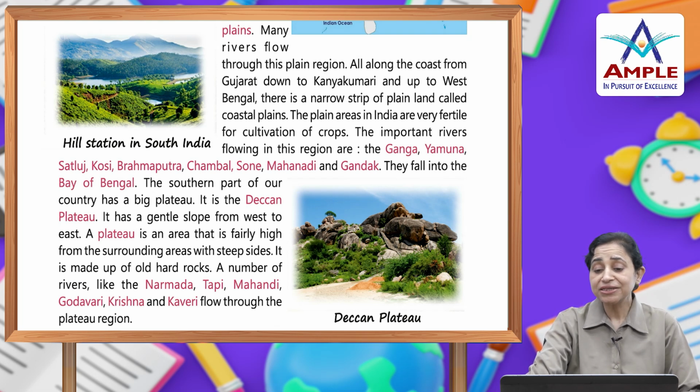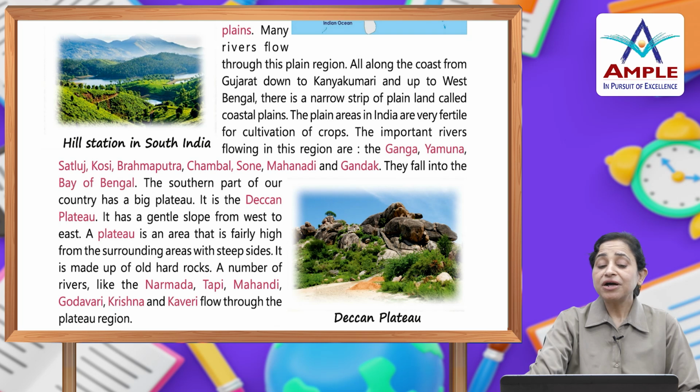The plain areas in India are very fertile for cultivation of crops. The important rivers flowing in this region are the Ganga, Yamuna, Satluj, Kosi, Brahmaputra, Chambal, Sone, Mahanadi and Gandak. They fall into the Bay of Bengal.